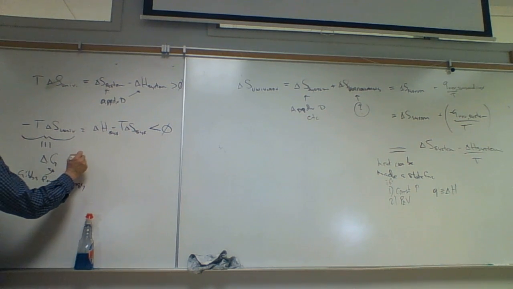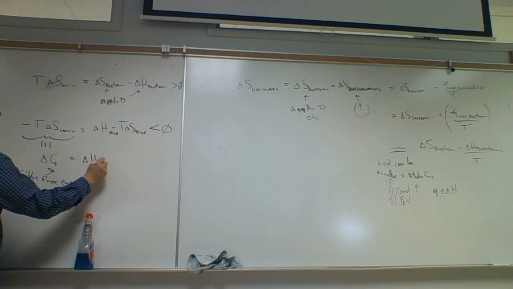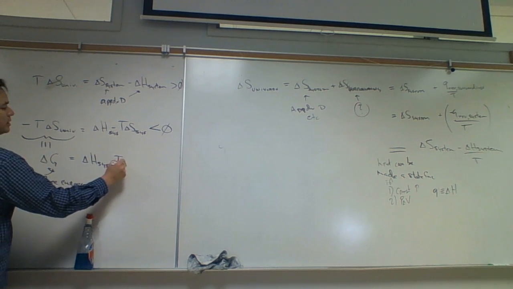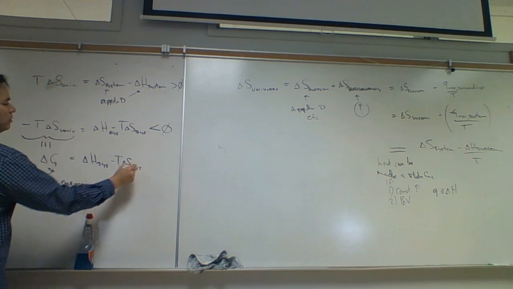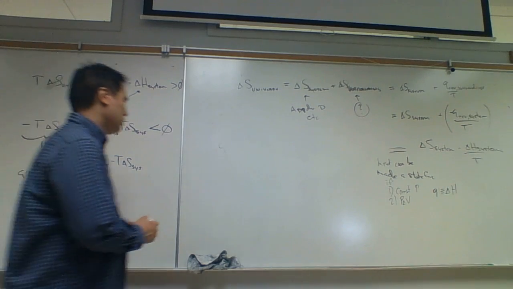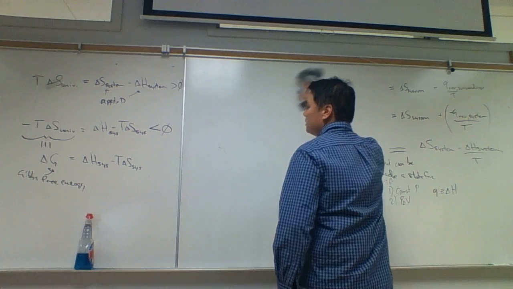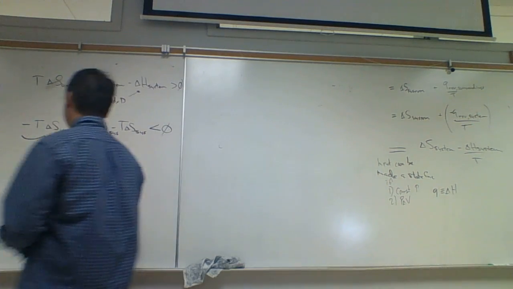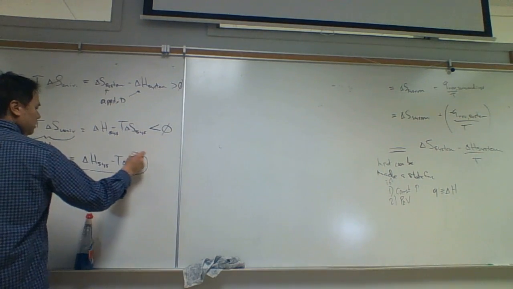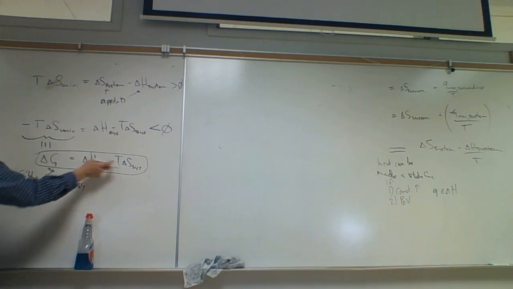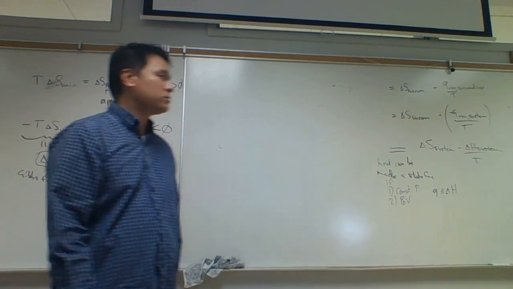Delta G is just equal to delta H of the system minus T delta S of the system. And we want it to be less than 0 for a spontaneous reaction. So this is another way of representing the second law of thermodynamics in terms of the system here rather than in terms of the universe.